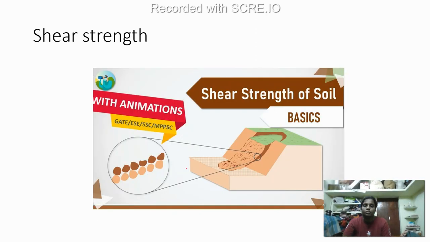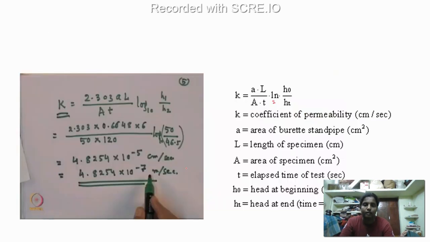Fine. So we started with compaction, then we moved to permeability, which is one of the engineering properties, then comes the shear strength. As far as permeability is concerned, we have seen the constant head method and falling head method. There is one more way to find the permeability, that is from your consolidation test. When we do a one dimensional consolidation test, we can find the permeability indirectly from that test also.